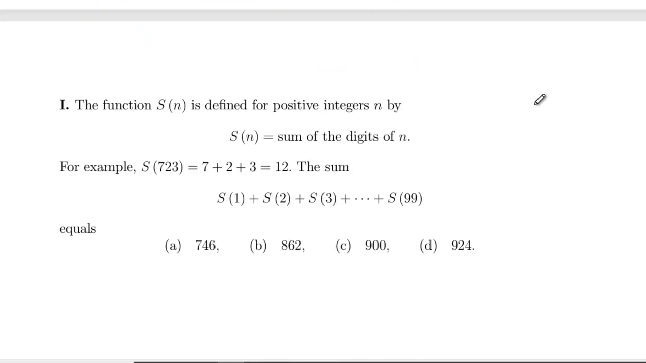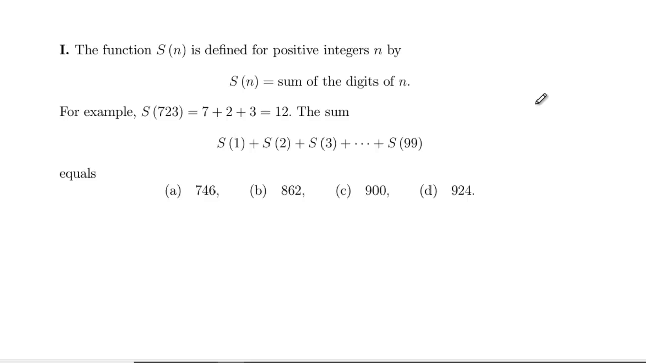Okay, that was good. I, the function S(n) is defined for positive integers n by being the sum of the digits in n. Right, so the sum S of 723 is 7 plus 2 plus 3, which is 12. So what is the sum of, oh okay, we're counting all the way up to 99. Right, let's spot some patterns then. So 1, 2, 3, 4, 5, 6, 7, 8, 9. Yep, fair enough. 10, 11.